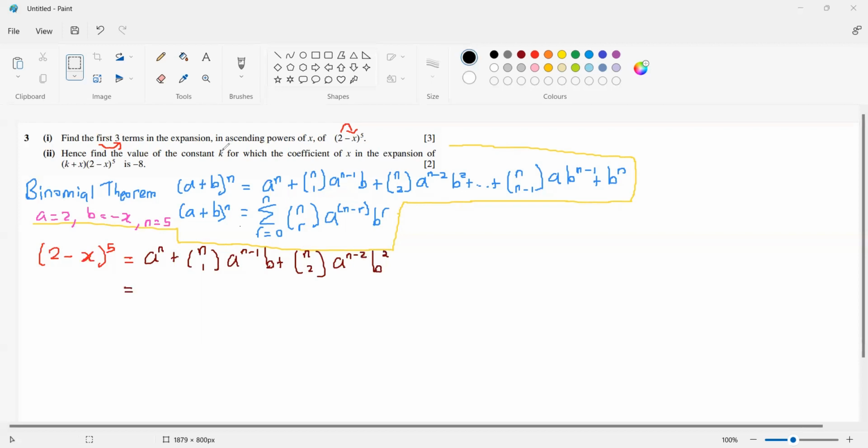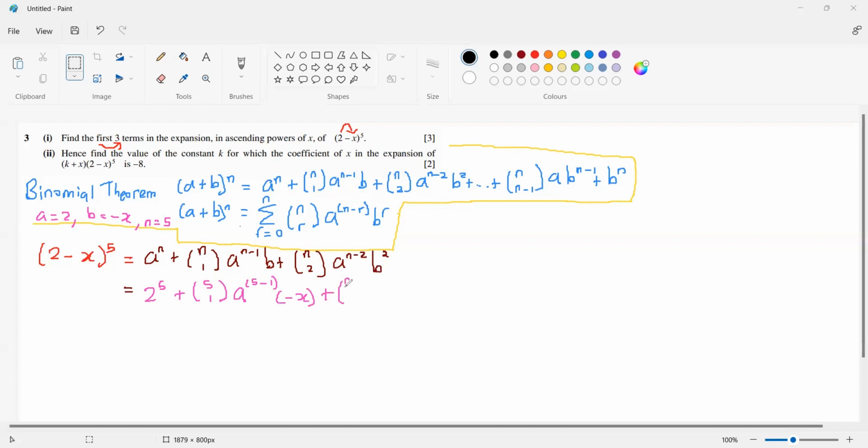Okay, let's just substitute it first. The a is 2, and the n is 5, so 2 to the power of 5. And then this is, it's okay. Do slow also okay, fast also okay. Depends on the speed. There's no hurry, as long as the accuracy is important. The accuracy, let's take note.